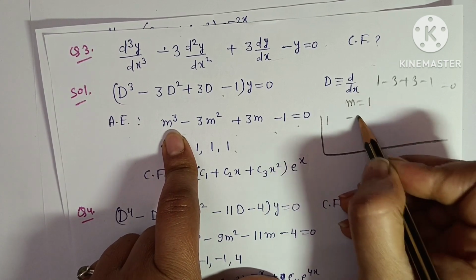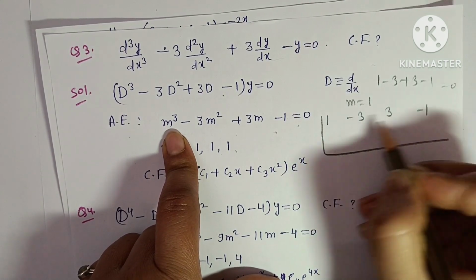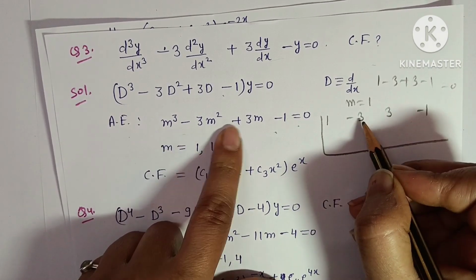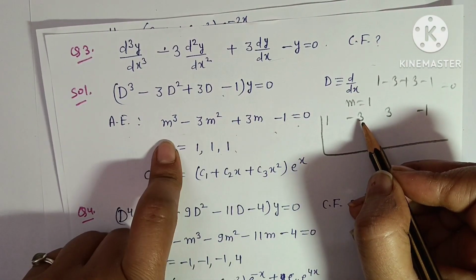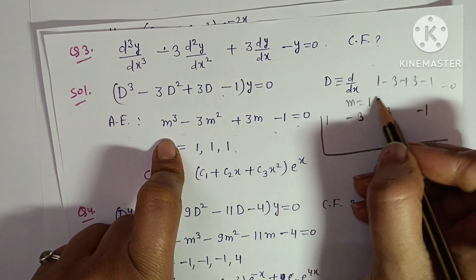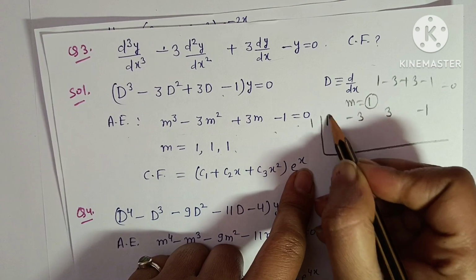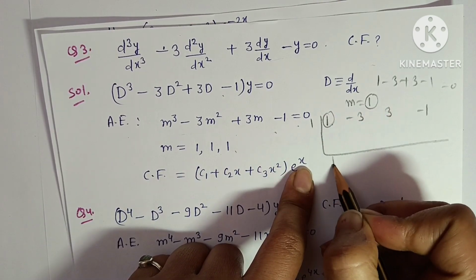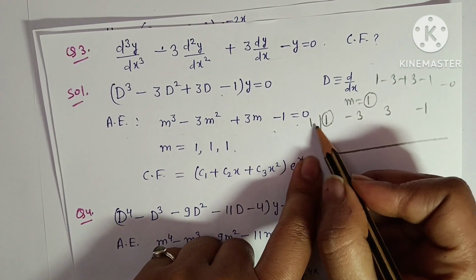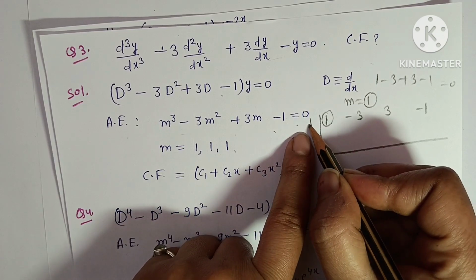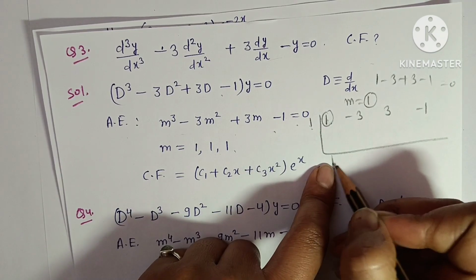This will be 1, minus 3, 3 and minus 1. So you can write all the coefficients here from this equation. Then we must write this one root outside. Then put this number, which is written here, in the bottom. So 1 is written here.